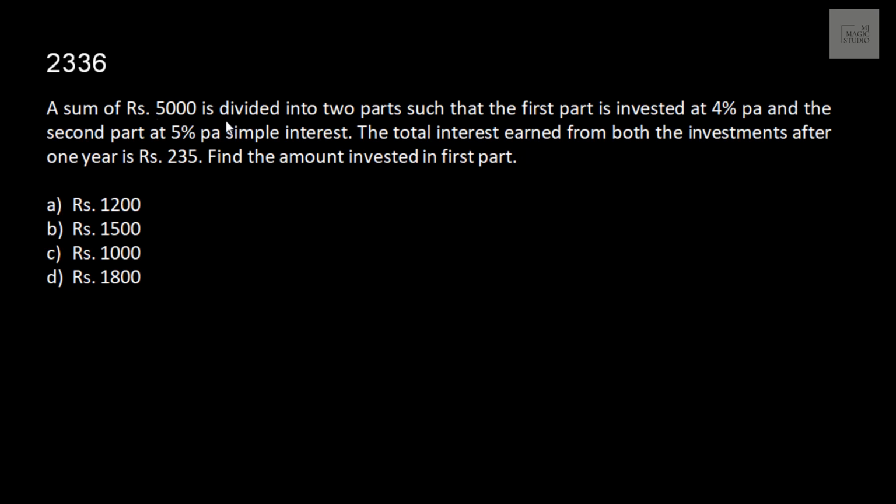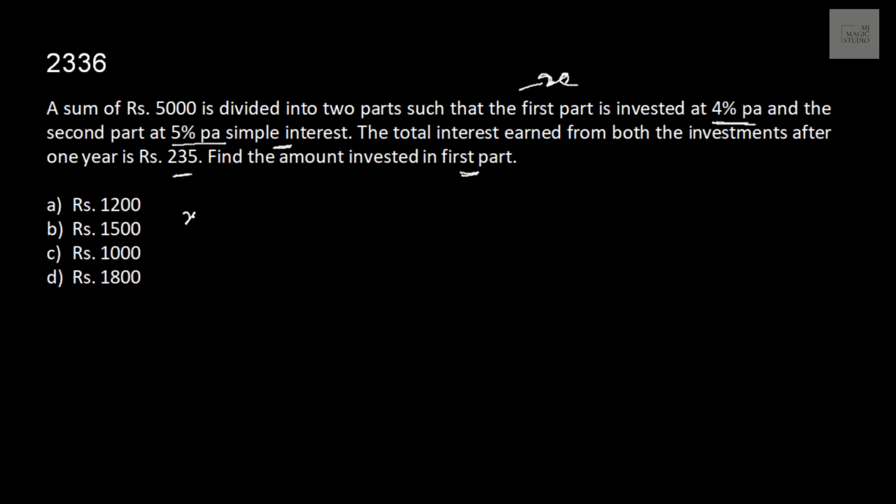A sum of rupees 5,000 is divided into two parts such that the first part is invested at 4% per annum and the second part at 5% per annum, simple interest. The total interest earned from both investments after 1 year is 235. Find the amount invested in the first part. Let the first part be X.